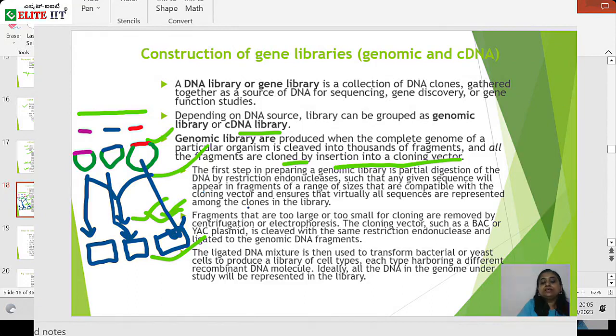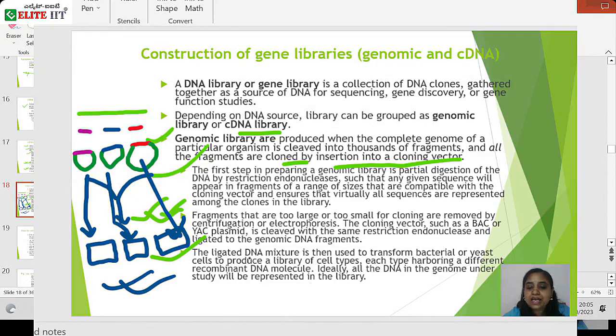So in the mixture, you can find various host cells with various recombinant plasmids, right? Finally, you are getting various recombinant plasmids present inside the host cells. So various host cell expression will be there. So that is given here.